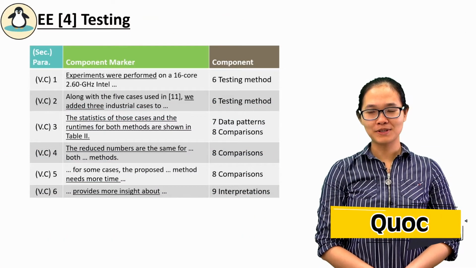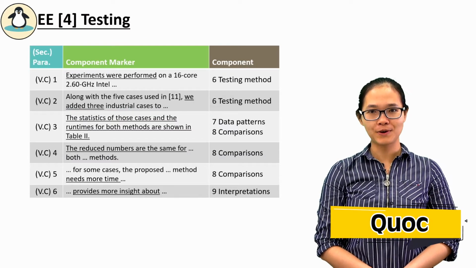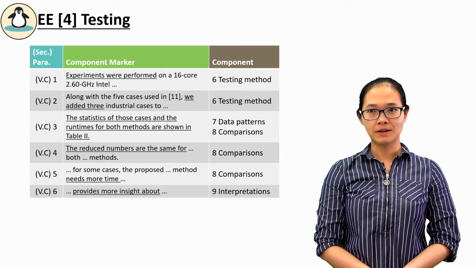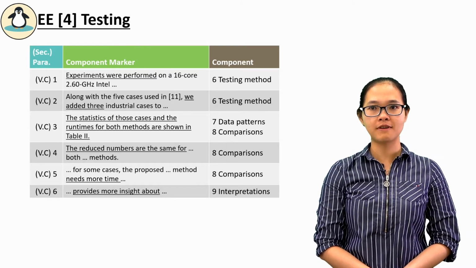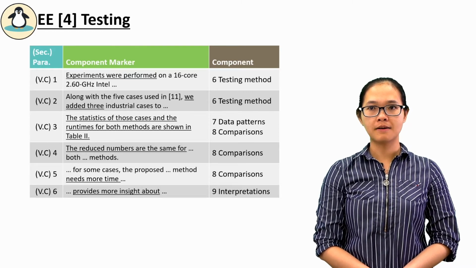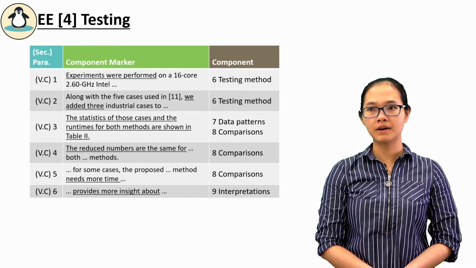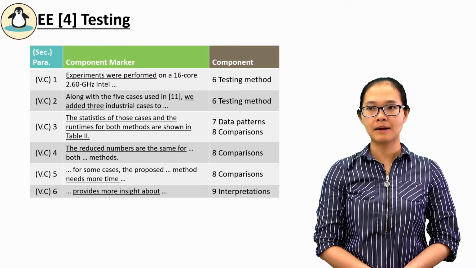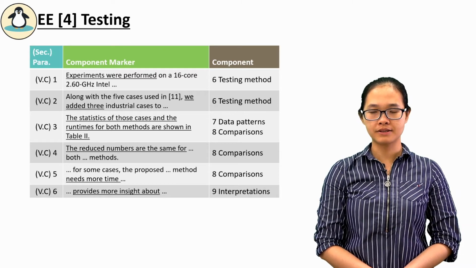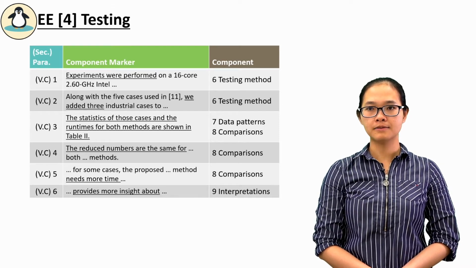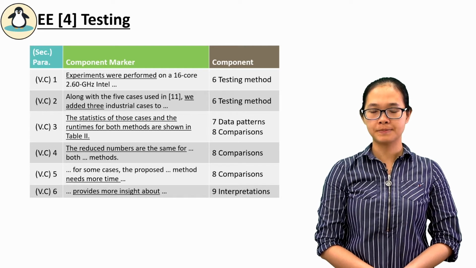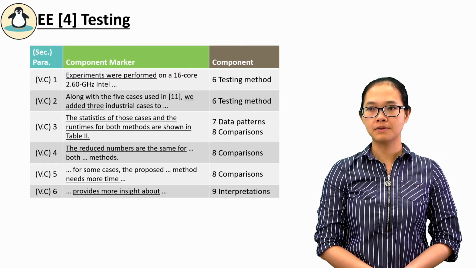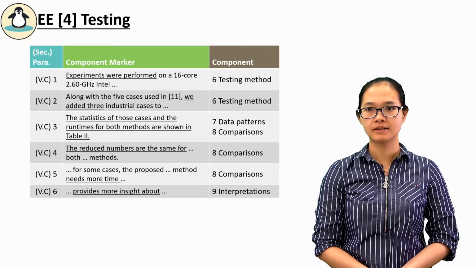Hi, this is a table summary about the component markers in an electrical engineering article, and we are now talking about the testing division. As you can see in the table at subsection 5C, we have 6 paragraphs and they include all the components: testing methods, data pattern, comparison, and interpretation. And sometimes we can find one paragraph that includes 2 components. For example, paragraph 3 in subsection 5.6 includes data pattern and comparisons.